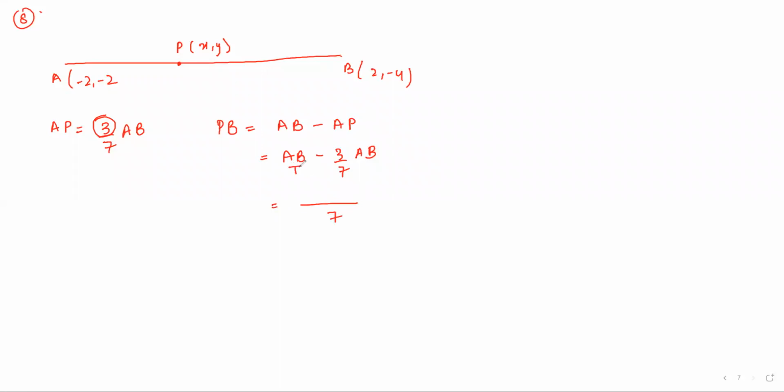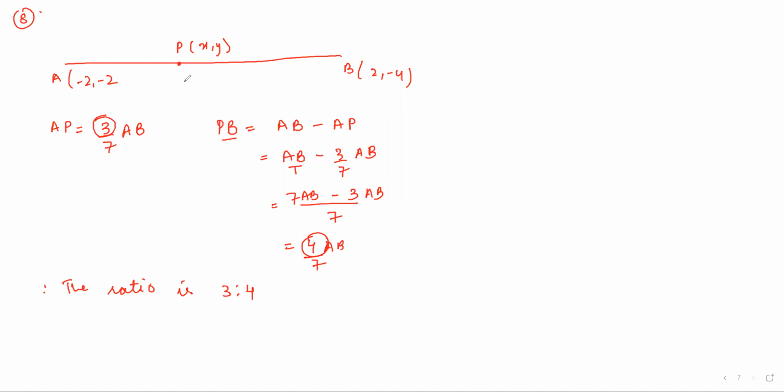So you can subtract, take LCM. That means 1 is there. So 1 is 7 and 7 into AB is 7AB. Got it? Minus 3AB. So you will get 4AB divided by 7. So PB is 4 parts out of 7 and AP is 3 parts out of 7. Understood? So you will write the ratio is 3:4. Therefore the ratio is 3:4. So now you have got the ratio, you can find X coordinates of P very easily. I'm leaving it. Fine.